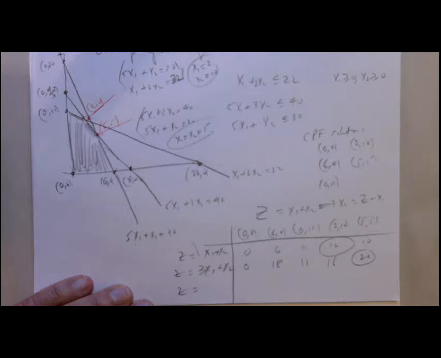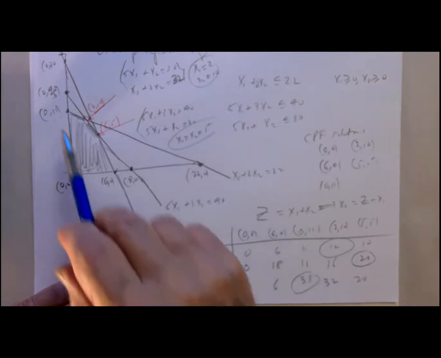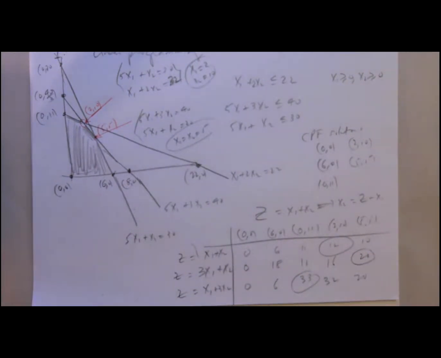And if z is x1 plus 3x2, this is 0, 6, 33, 2 plus 30 is 32, 5 plus 15 is 20. (0, 11) would be the critical point. So solving this by hand, this is what you do. Now, if I want to use Maple to solve this, let me see if I can share my screen.